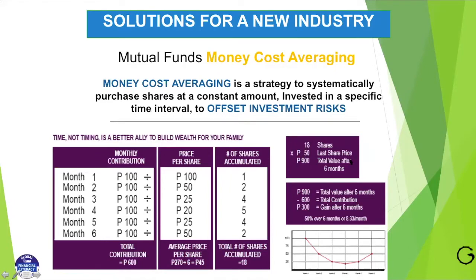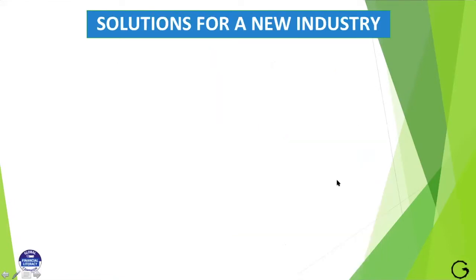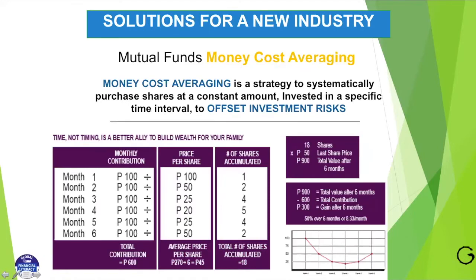So 18 times 50, you will have 900. And then you subtract the 600 that you invested, na tag-100 every month for the next 6 months. So magkano lahat ng kinita mo? Kumita ka na ng 300. So nag-gain na kaagad yung ininvest from 600, it became 900. That's why constantly we are encouraging you to constantly put the same amount every month.